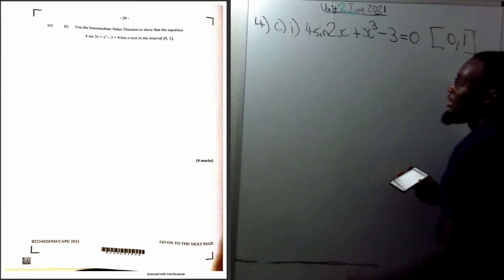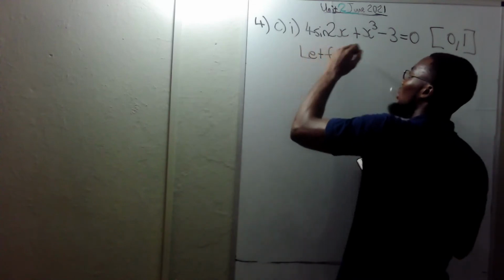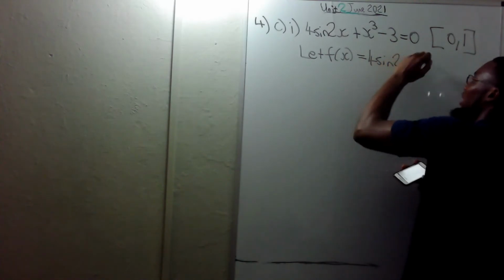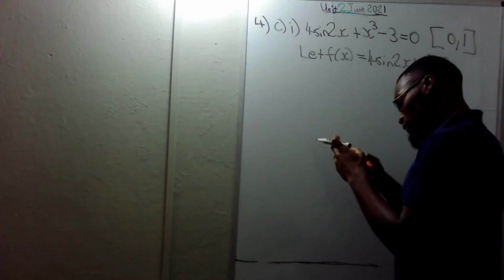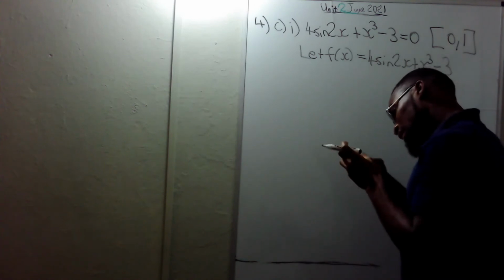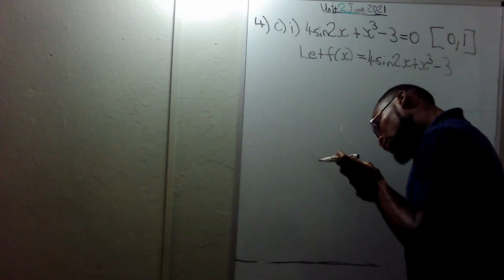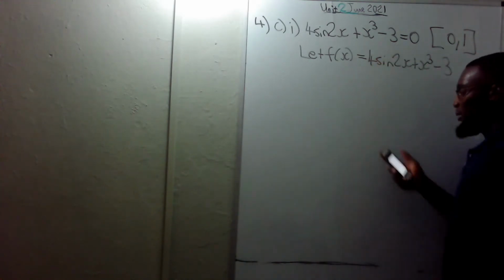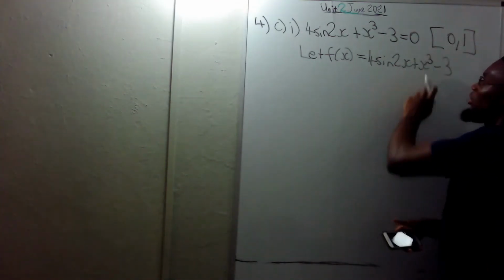So let's call this f of x. Let f of x be equal to 4 sine 2x plus x cubed minus 3. I need to zoom in some more to see if that's x cubed or x squared. Alright, I think it's x cubed. I'm not seeing this picture too clearly.